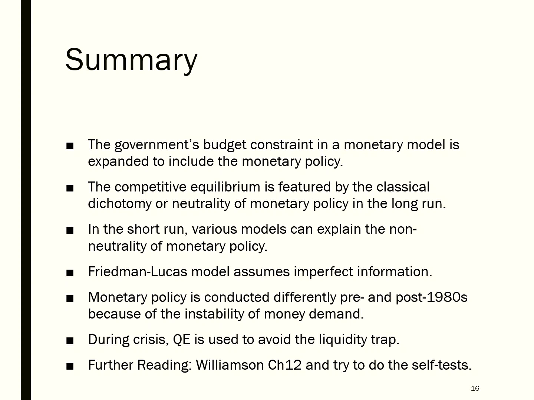And during the crisis, especially after 2008, the Taylor rule is also not effective because it's touching the zero lower bound of monetary policy. Therefore, QE, quantitative easing, is invented. And governments use not only the short-run government debts, but also the long-run government debts to provide liquidity to the market. For further reading, please look at Chapter 12 of Williamson and try to do the self-tests.